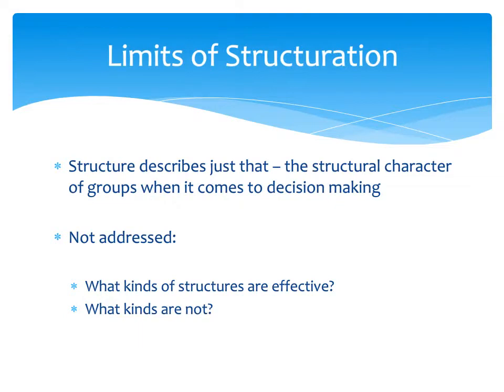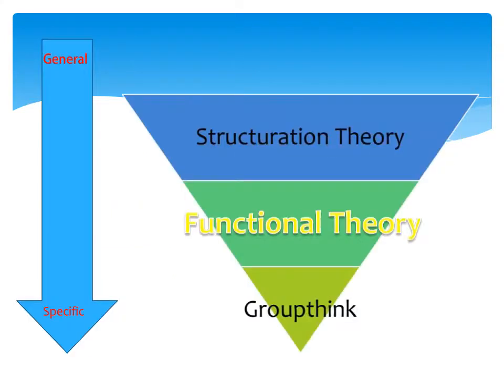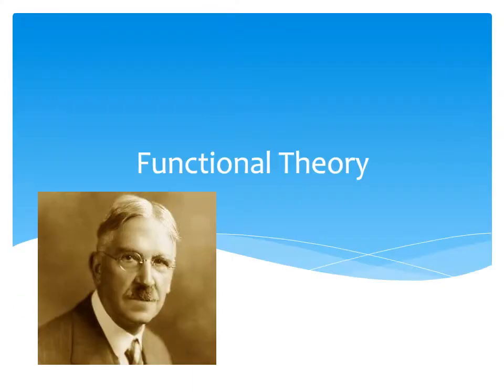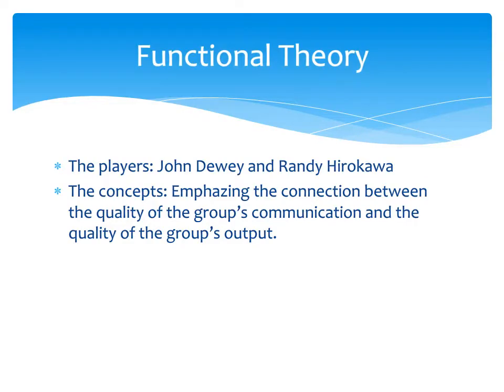So, structuration theories describe group decision-making, but don't really go into detail about what makes groups effective and efficient and what prevents them from being productive or making well-informed decisions. To look at the effectiveness of groups, we turn to functional theory. The foundation of functional theory is the works of John Dewey. Functional theory emphasizes the connection between the quality of a group's communication and the quality of a group's output.